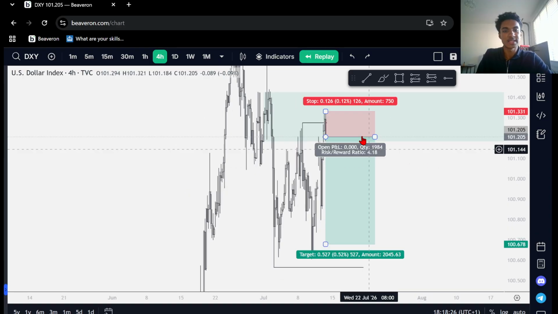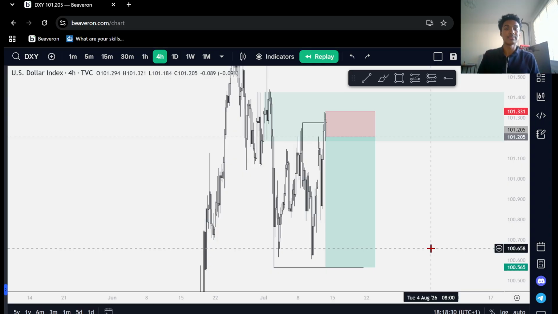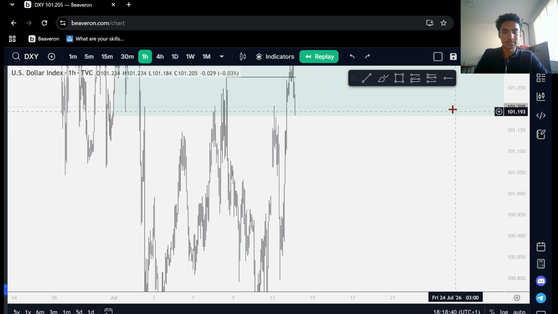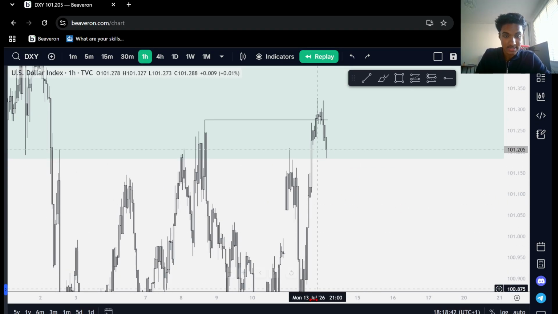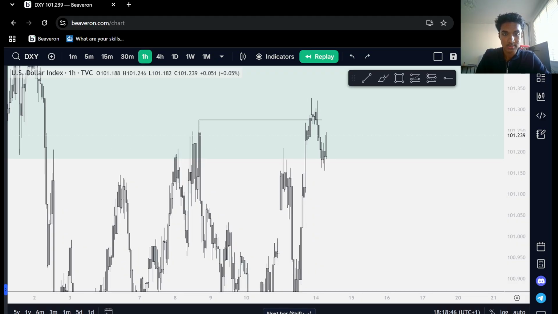Now, yes, it would be valid, but I'm not really comfortable taking that. I wanted more confirmation. So simply, all I did, I just wanted to wait for more confirmation, more displacement, and specifically, I wait for the high of the day. So I just simply went to the hourly time frame, and I'm just looking for when the high of the day is created. Cool. I'm playing price, playing price, playing price.